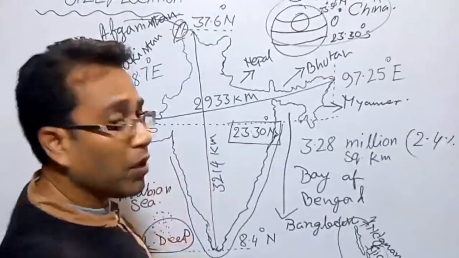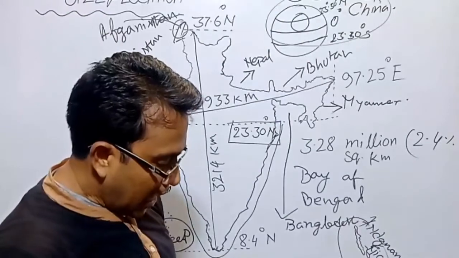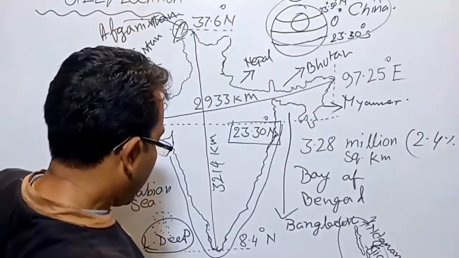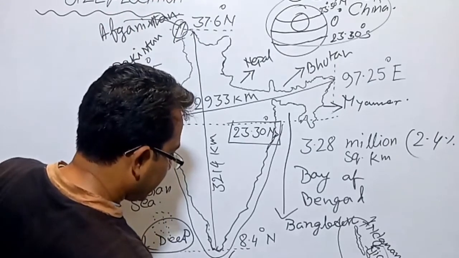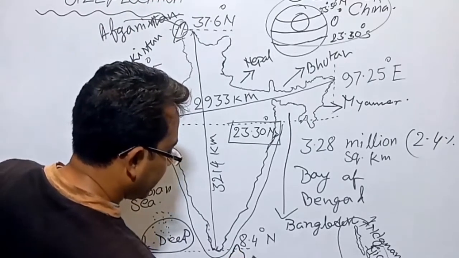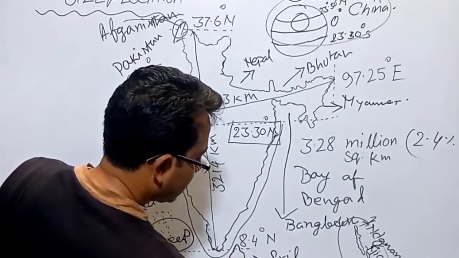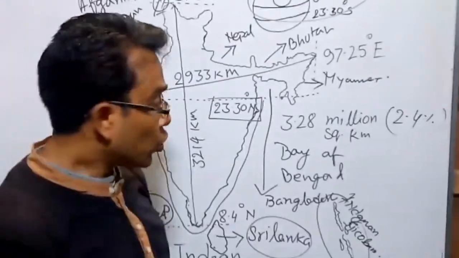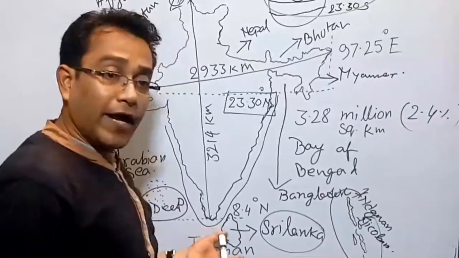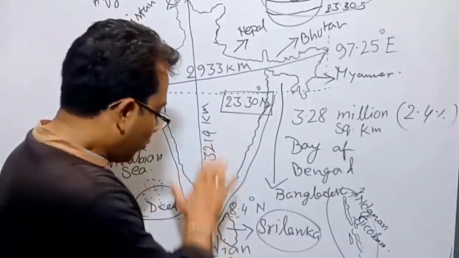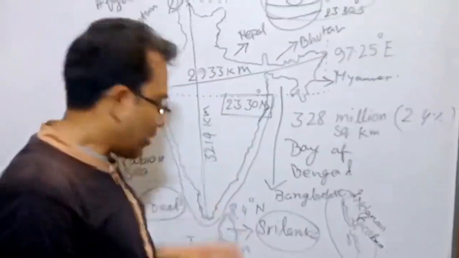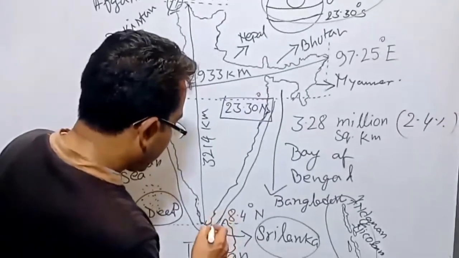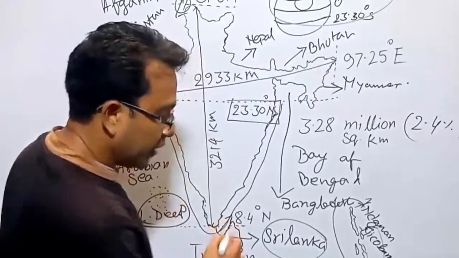So these are our neighboring countries along the eastern, northern and western sides, and one country here, that is Sri Lanka. This is an island country in the southern part of our country, and it is divided from us by a small sea line.